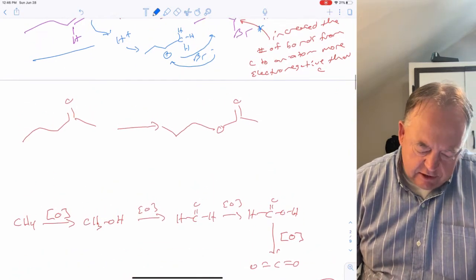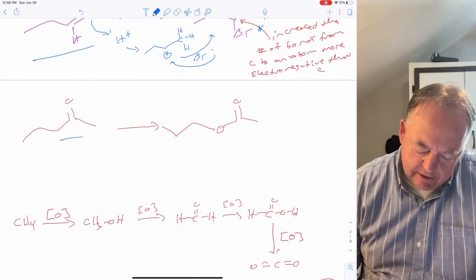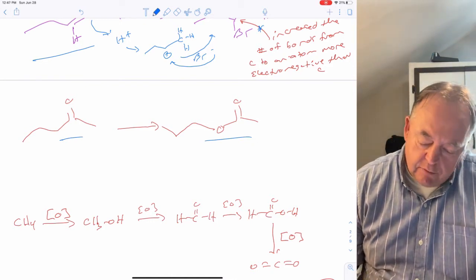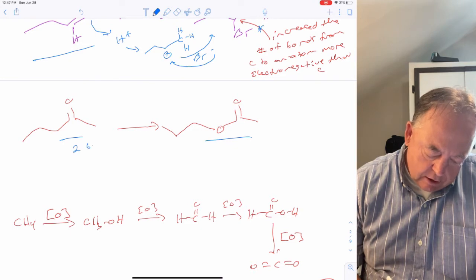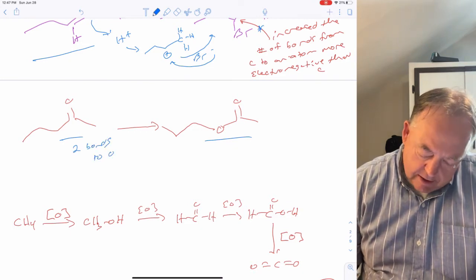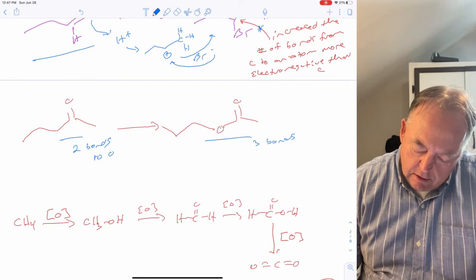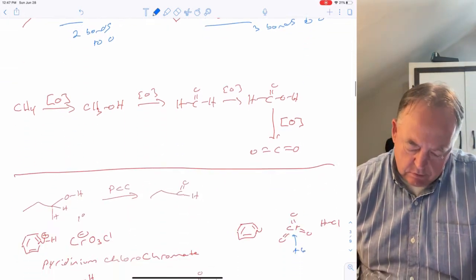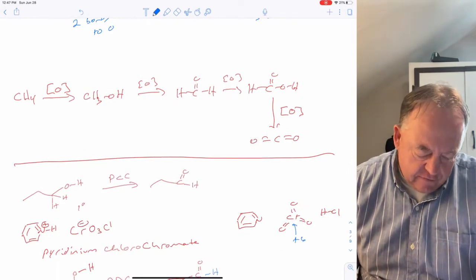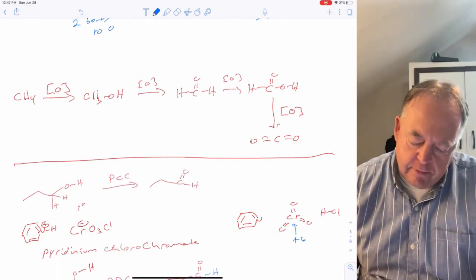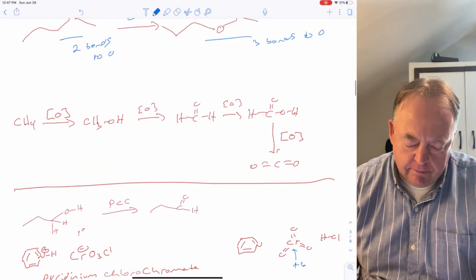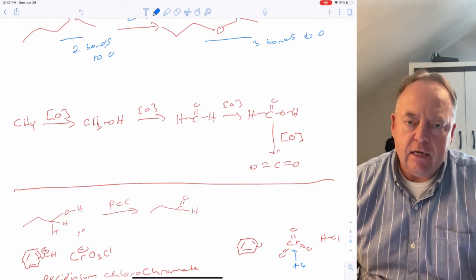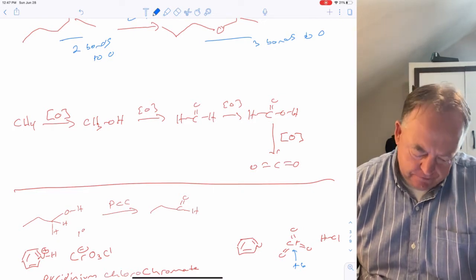Okay, so if you're given this example, if you took this ketone and made this ester, would that be oxidation or reduction? You increase the number of bonds. This has 2 bonds to oxygen, and this has 3 bonds to oxygen, so that would be an oxidation. In general, with carbon-based compounds, it doesn't have to be oxygen. You could be making bonds to fluorine or nitrogen or chlorine. They're all more electronegative than carbon, and that would be oxidation.